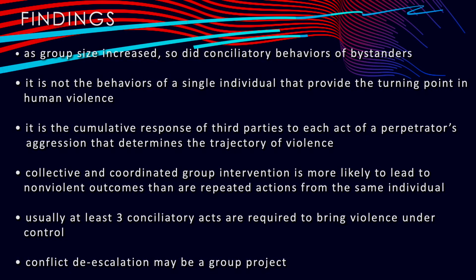It's not the behavior they found of a single individual that provides the turning point in human violence. It's really the cumulative response of the third parties to the perpetrator's aggression. That's what determines the trajectory, the cumulative response. I'll try this, and I'll try that, and you'll try it as well, and we'll work together. This is the idea that collective and coordinated group intervention is more likely to lead to nonviolent outcomes than repeated actions from the same person.